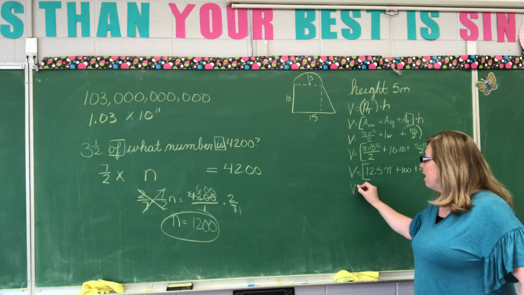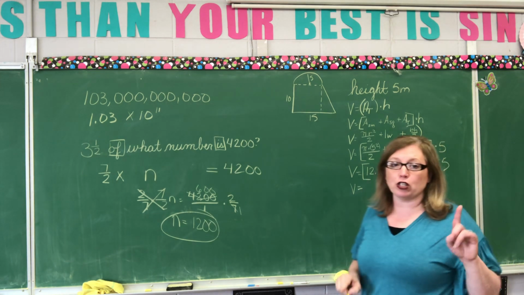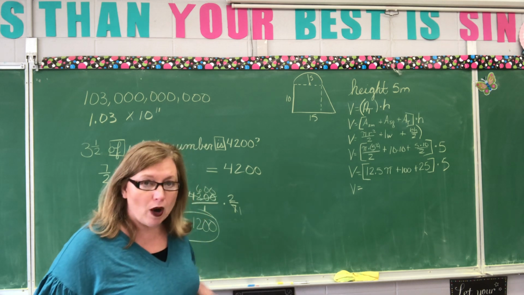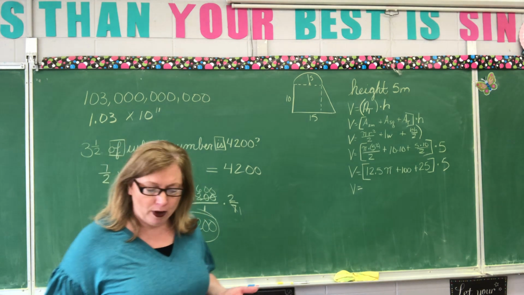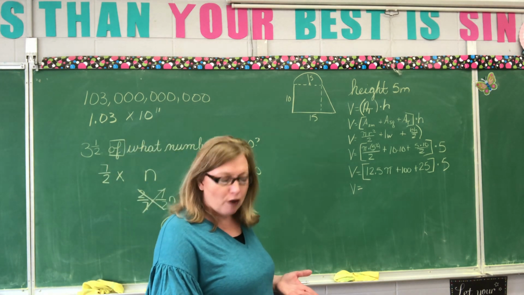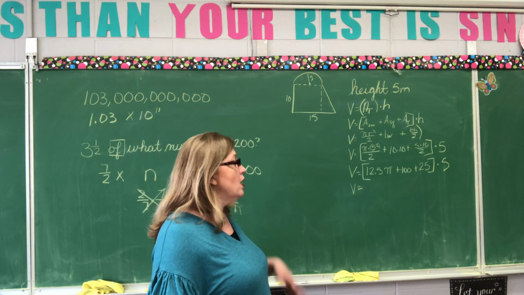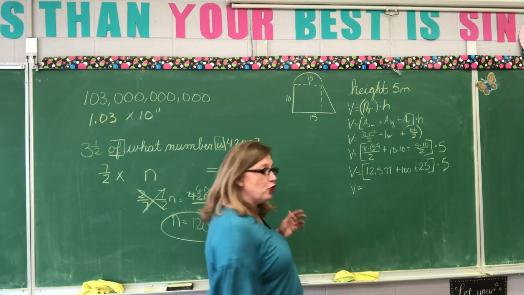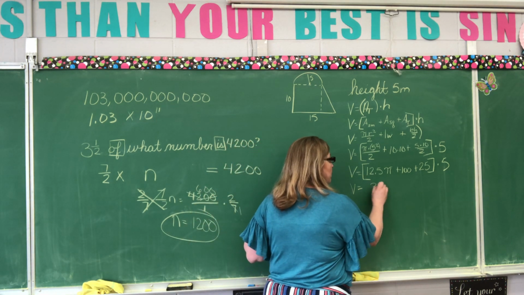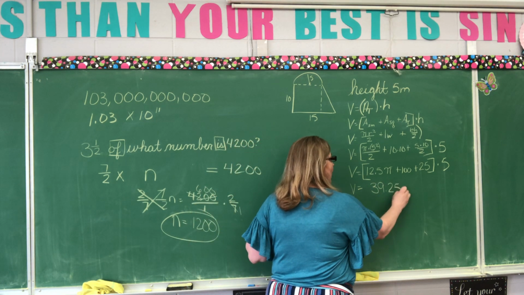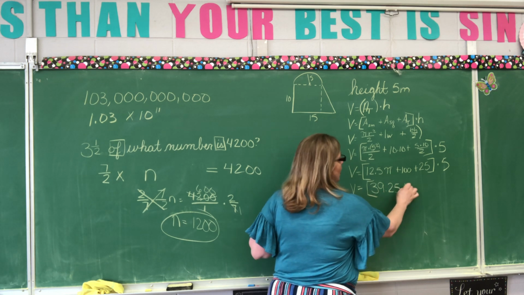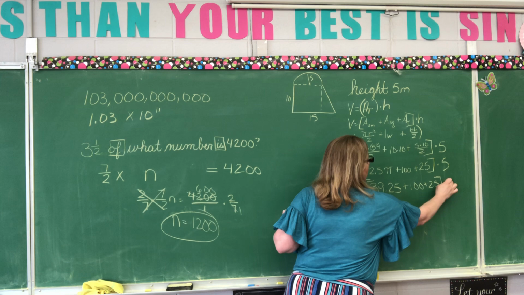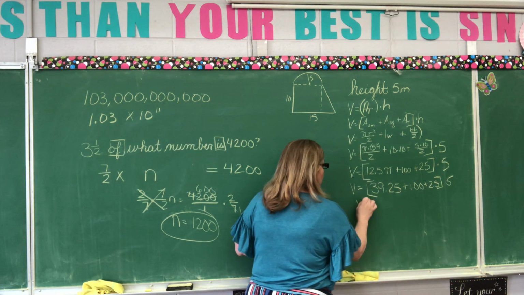So what are we going to do now? We're going to go back. We have to first multiply our 12.5 times pi. What is pi? 3.14. Good job. So if I say 3.14 times 12.5, I'm going to find out that it's 39.25. Okay, then I have to add 100, add my 25, and multiply by 5.